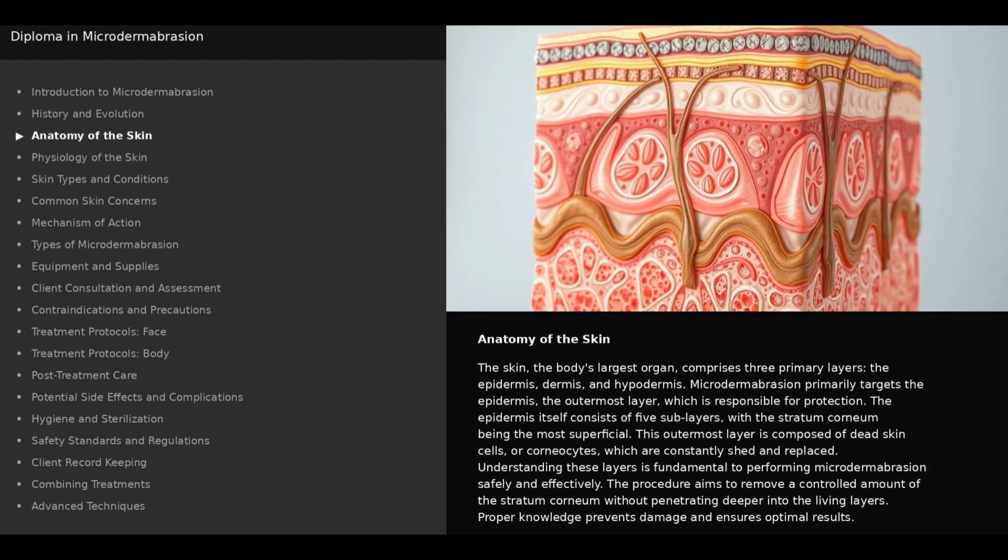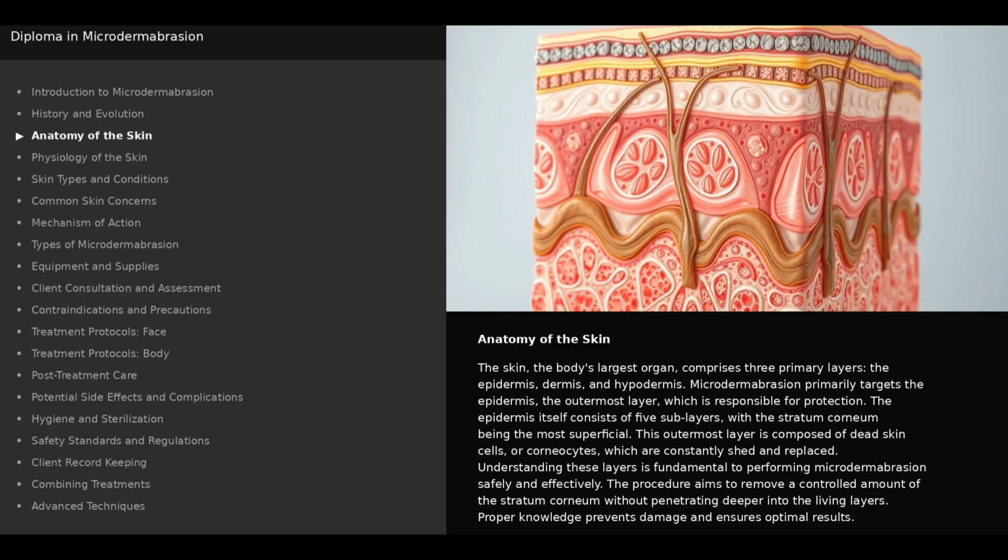Anatomy of the skin. The skin, the body's largest organ, comprises three primary layers: the epidermis, dermis, and hypodermis. Microdermabrasion primarily targets the epidermis, the outermost layer, which is responsible for protection. The epidermis itself consists of 5 sublayers, with the stratum corneum being the most superficial.